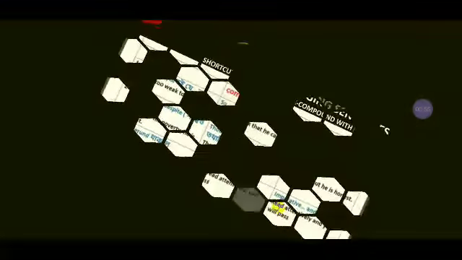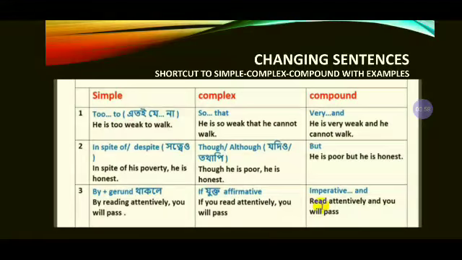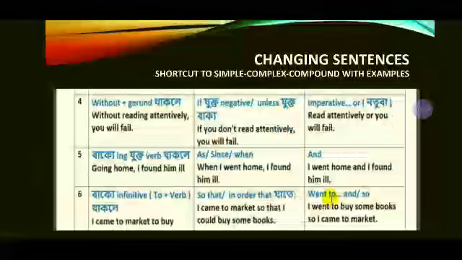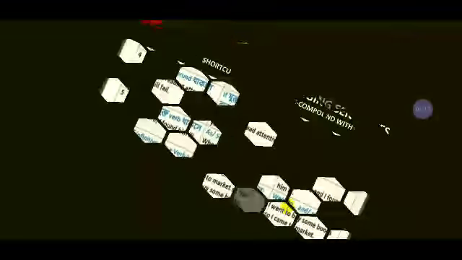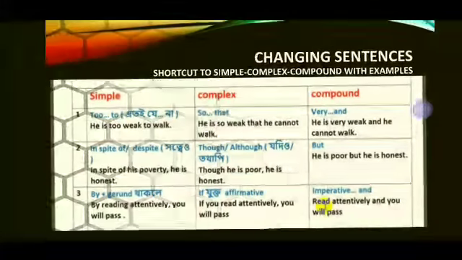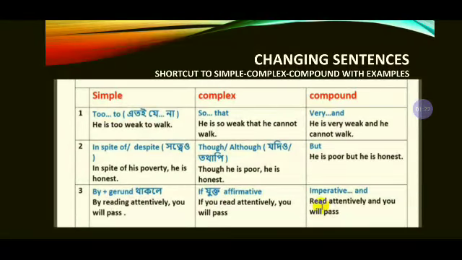As you know so far, a simple sentence consists of one clause, the main clause or principal clause, and a complex sentence has two clauses. One is the main clause and the other is the subordinate clause. On the other hand, a compound sentence is built up with a main clause and a coordinate clause.